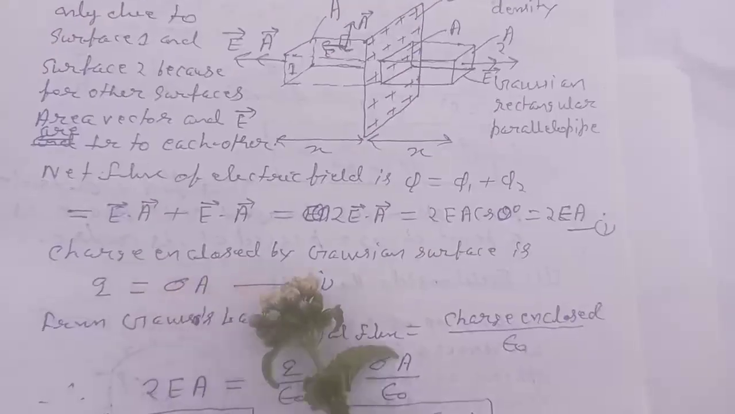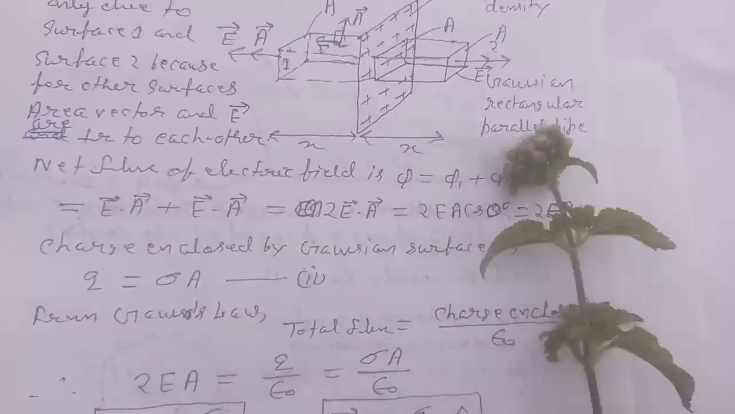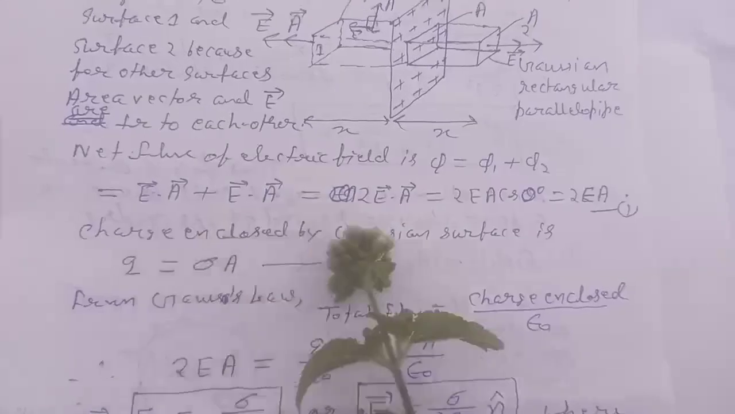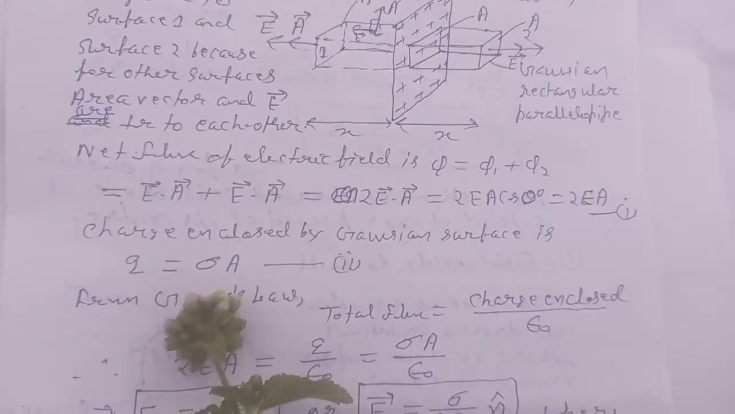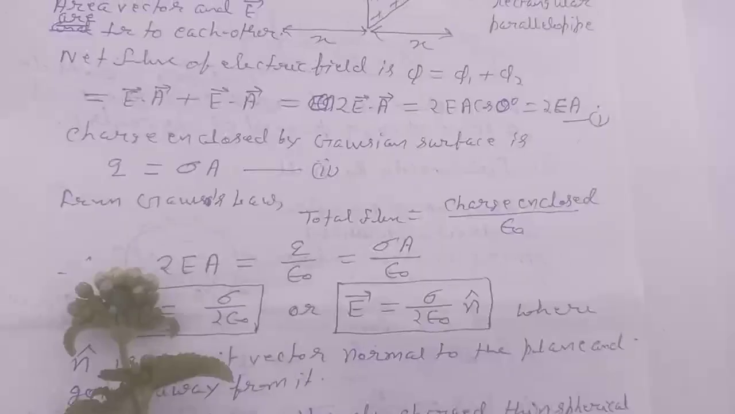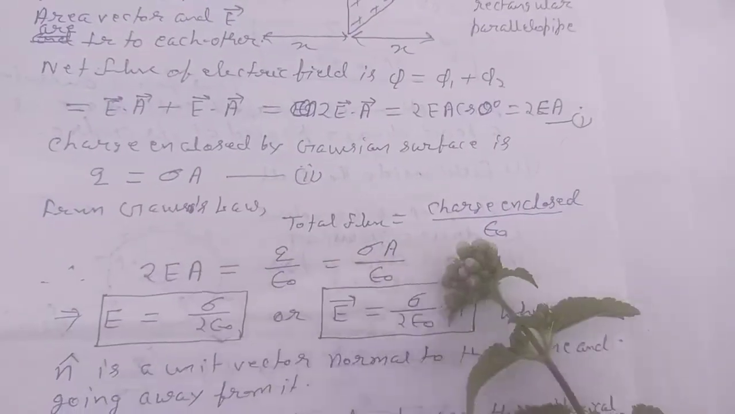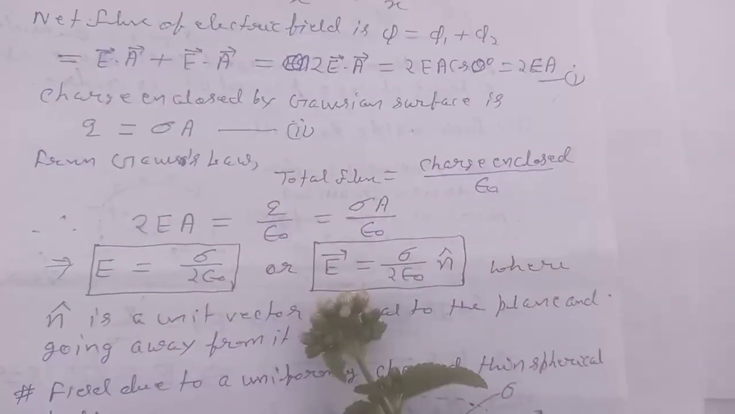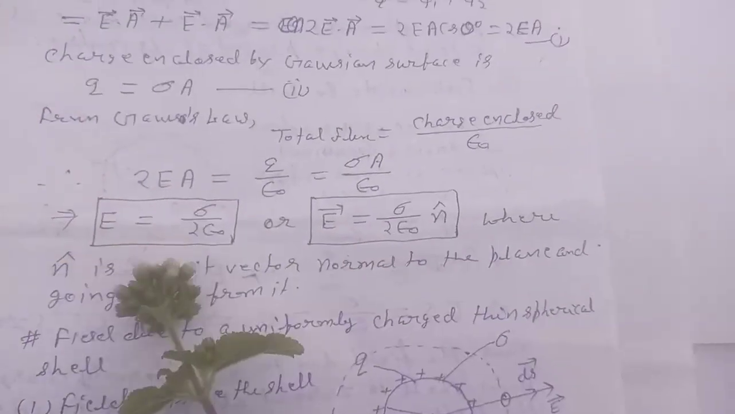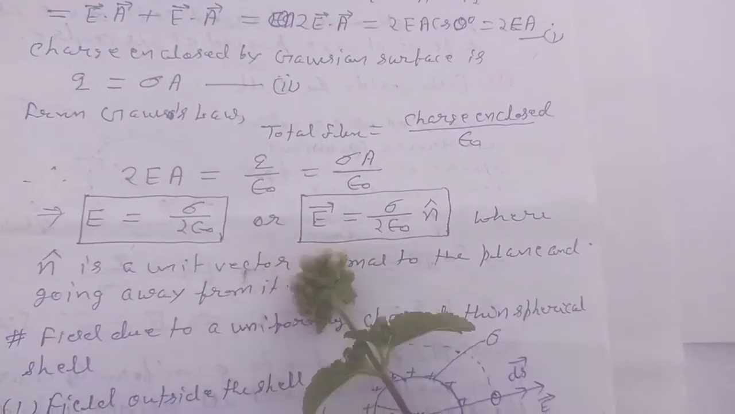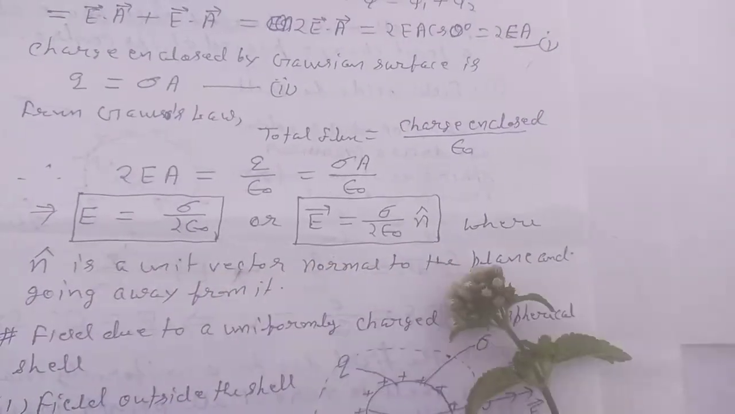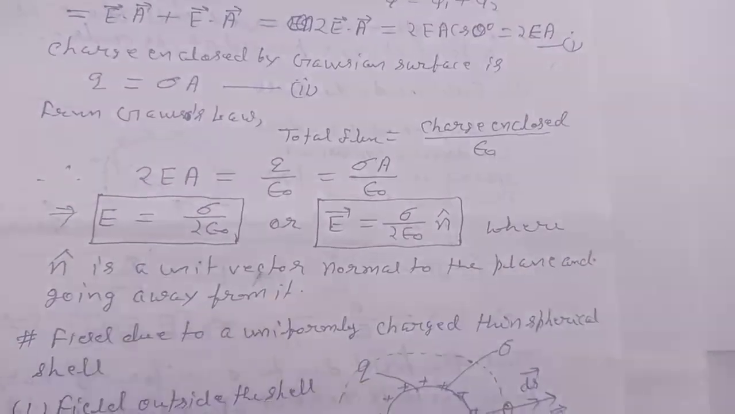And the charge enclosed by the Gaussian surface, that is the Gaussian rectangular parallelepiped, equals Q. Charge enclosed by the Gaussian surface is Q equal to sigma A, equation 2. From Gauss's law, total flux is equal to charge enclosed by epsilon naught. Hence 2 into E into A equals Q by epsilon naught equals sigma A by epsilon naught. This implies E equals sigma by 2 epsilon naught, or E vector equals sigma by 2 epsilon naught n cap, where n cap is a unit vector normal to the plane and going away from it.